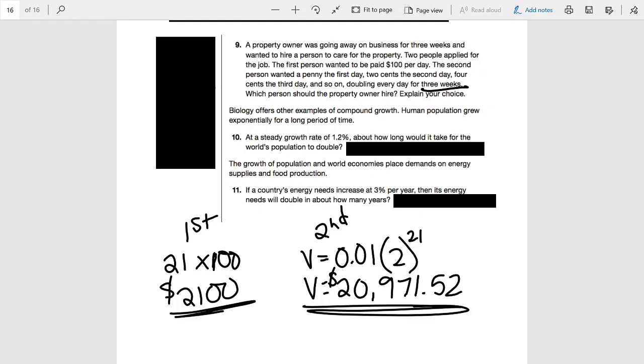And 10 and 11. At a steady growth rate of 1.2%, about how long would it take for the world's population to double? This is where we use our approximation with 72, and we put our growth rate, so 1.2. Ends up that it would take 60 years for the population to double. And then our last one. If a country's energy needs increase 3% per year, then its energy needs will double in about how many years? So 72 divided by my 3% will be about 24 years.